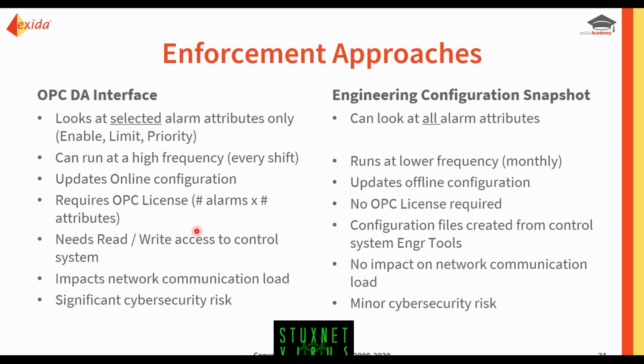So those two approaches have some very different pros and cons. The OPC interface, because of communication load and OPC licensing, very often involves just looking at selected alarm attributes: the enable, limit, and priority. The engineering configuration snapshot approach really allows you to do all of the alarms and all of the attributes. The OPC interface, because it's reading continuously, almost polling in a round robin approach, runs at high frequency. So that makes doing these things every shift very, very viable.